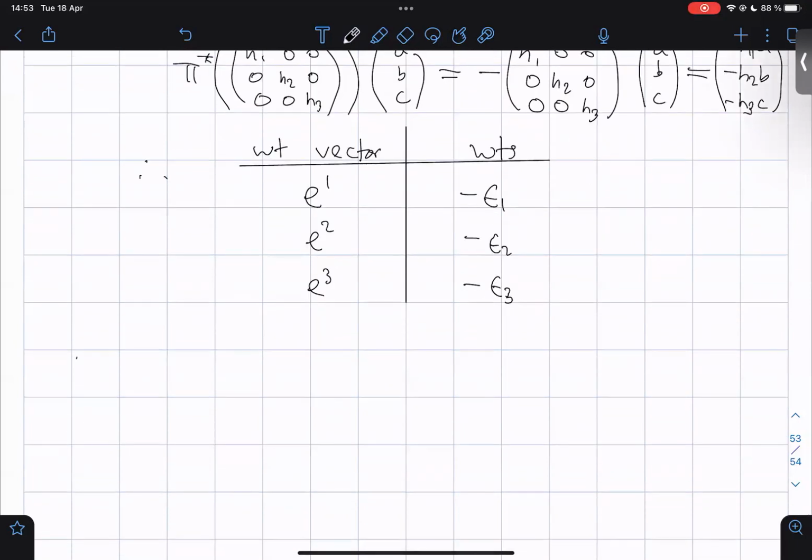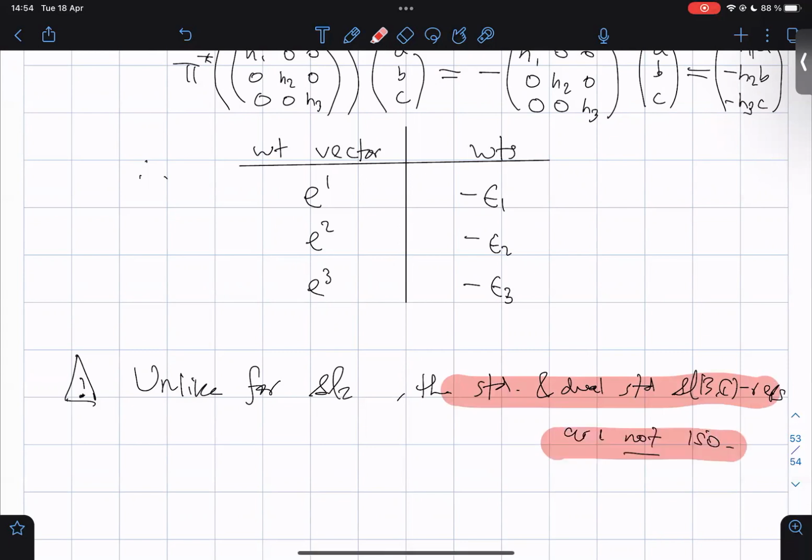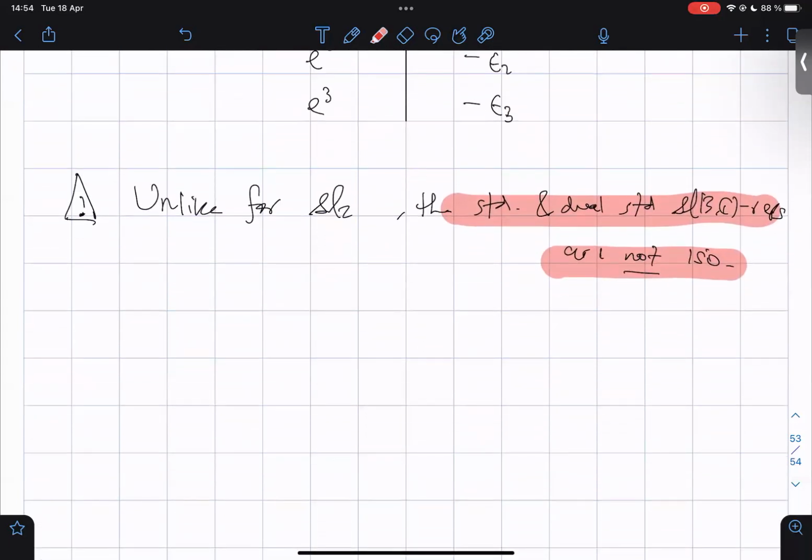Okay, so unlike for SL2, the standard and dual standard SL3 reps are not isomorphic. Okay, little exercise: show that these are actually irreducible.